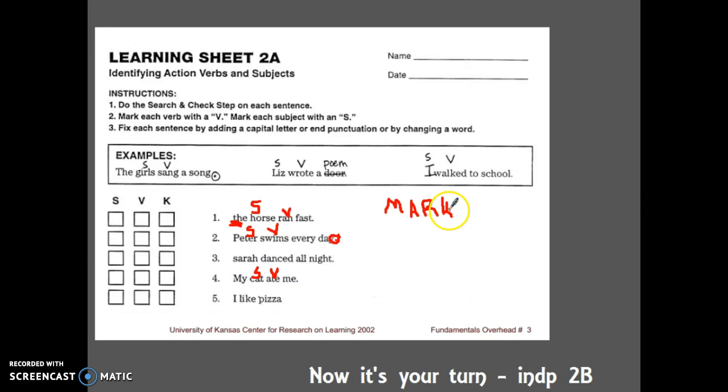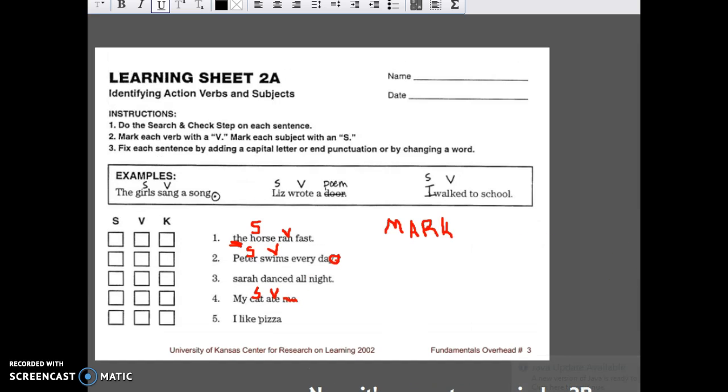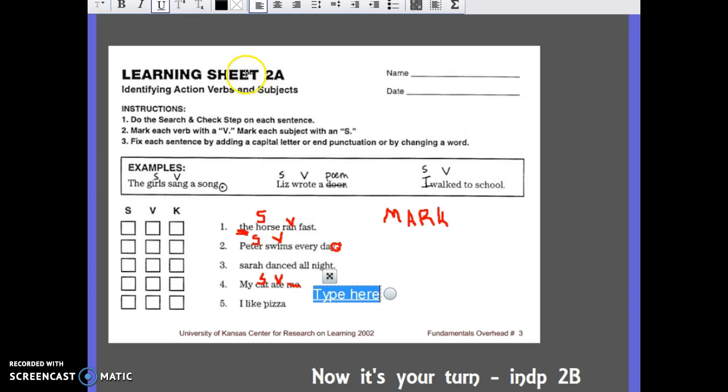Then the last step is K, key in, beginning. Yep, capital letter. End, punctuation. Does it make sense? My cat ate me. No. I need to cross out one of those words to have the sentence make sense. So, my cat ate. Maybe I want to put in cat food. And I'll just write that in right above the word I crossed out.